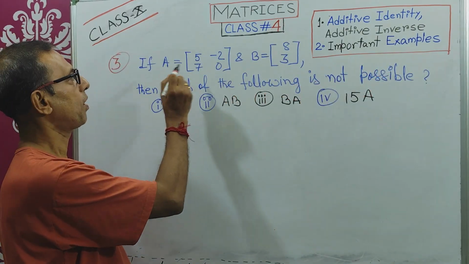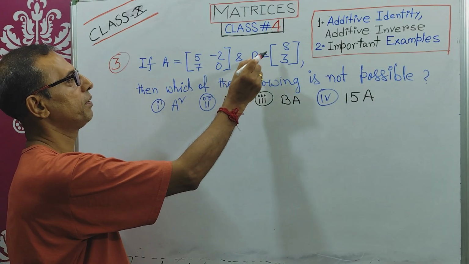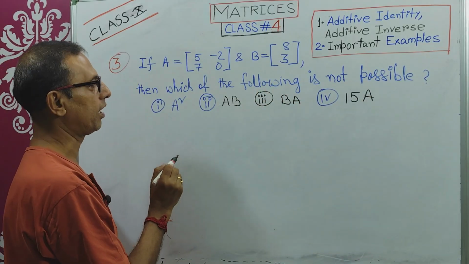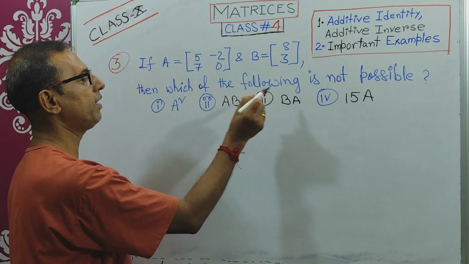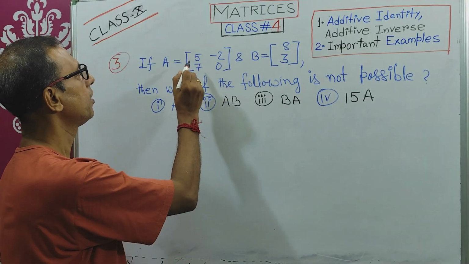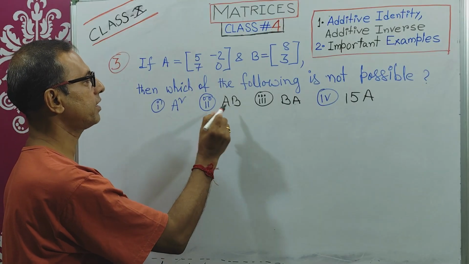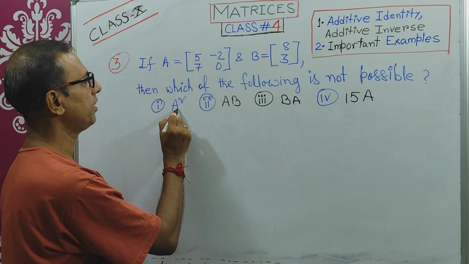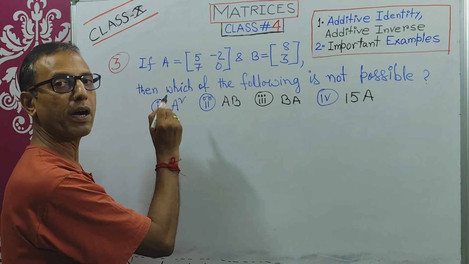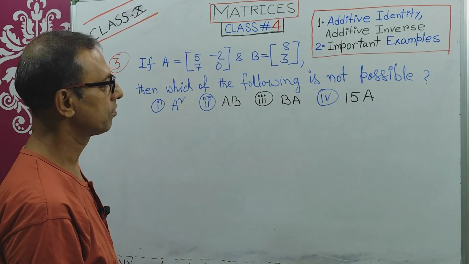So our third problem: a given matrix A is [5, -2; 7, 0] and another matrix B is given. Which of the following is not possible? There are four options given: A square, AB, BA, and 15A. Out of these four options, which is not possible given the matrices A and B? Understand the problem first: all these are products of matrices, so you need to utilize the properties of matrix multiplication, right?